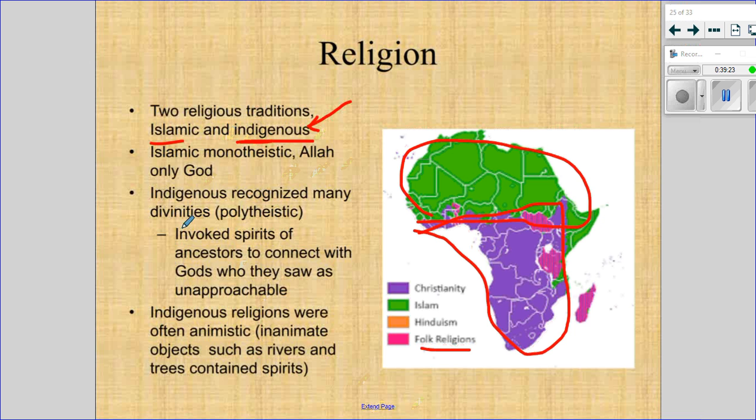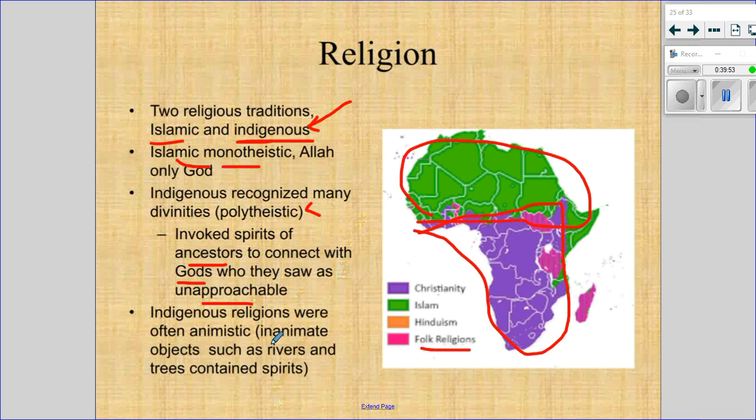All right, you guys learned about Islam, a monotheistic religion. Indigenous religions in Africa tend to be polytheistic. They invoke spirits of ancestors. Basically, ancestors served as a bridge between living people and gods who the living people saw as unapproachable. So your dead ancestors essentially become an intermediary between you and the gods who are unapproachable.